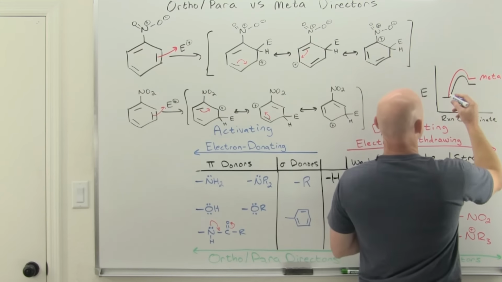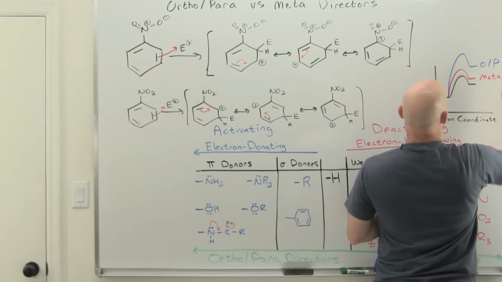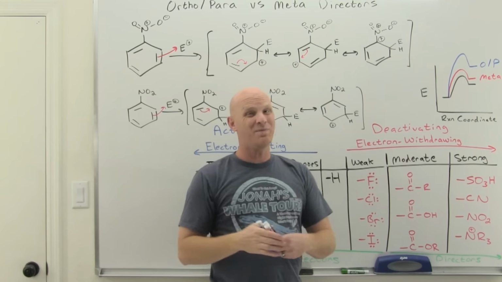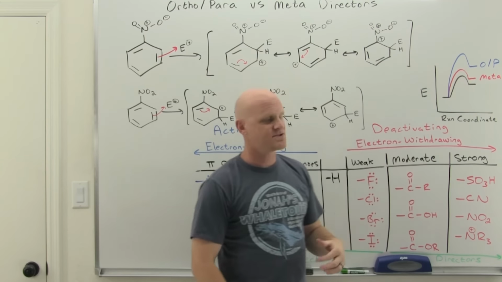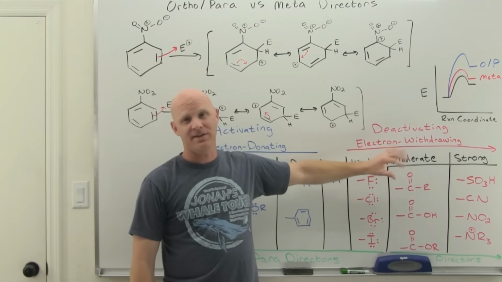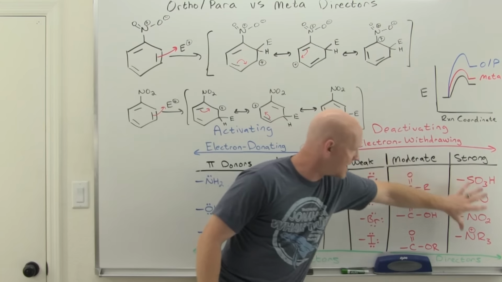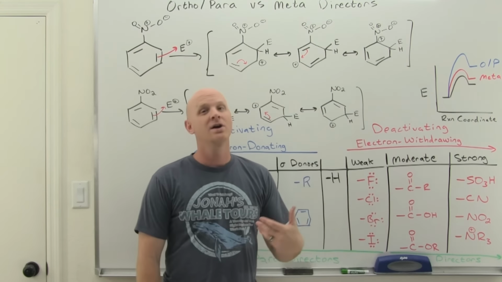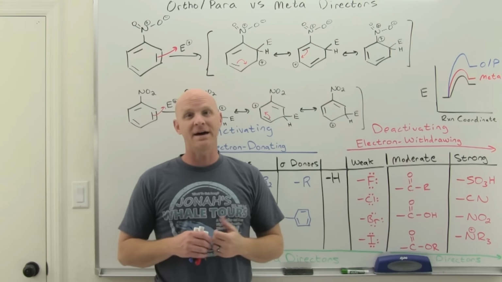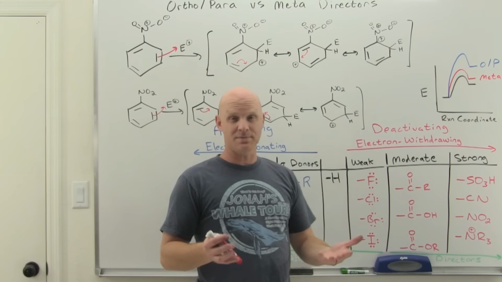And again, it's not that meta is so good, but we can see with OP for Ortho-Para, it's that it's so bad. The activation energy is raised even higher to go for the Ortho-Para position. So when you've got one of these deactivating groups, it turns out it deactivates it at all positions. It just typically, for the moderate and strong ones, deactivates it the most at the Ortho-Para, which is why by default it ends up just being a meta director. You get very little Ortho-Para product and the majority ends up being meta.